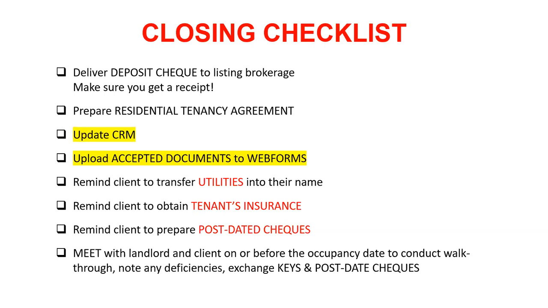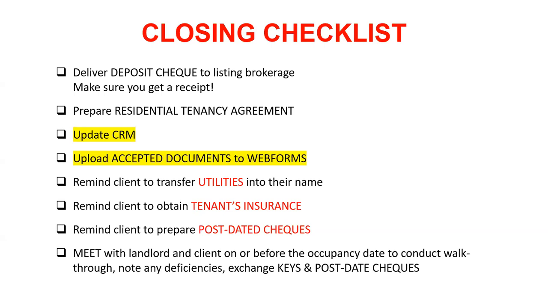As I mentioned before, you want to prepare that residential tenancy agreement after everything has been accepted. And then there are two things that you need to remember. You need to update your CRM and you need to upload your accepted documents to web forms. Those are going to be the two things that you need to do for the deals department. And then, of course, you're reminding your client to transfer utilities before they move in, get tenants insurance. If they have agreed to provide post-dated checks, make sure that they have post-dated checks. And then, of course, meet with the landlord and the client if you're available. On or before occupancy, do a walkthrough, note any deficiencies, exchange keys, post-dated checks, and the deal is done. So that's the entire closing checklist.